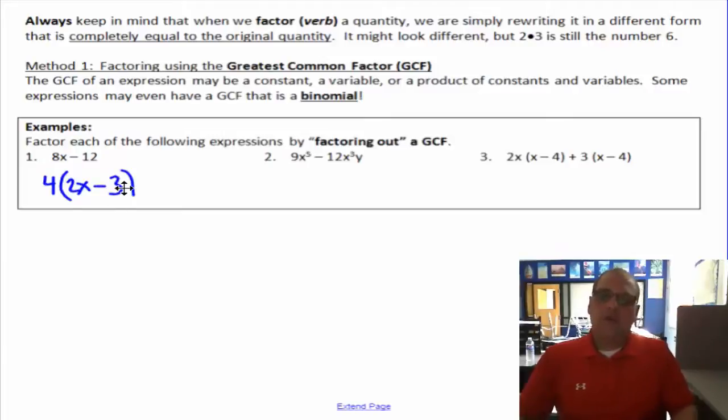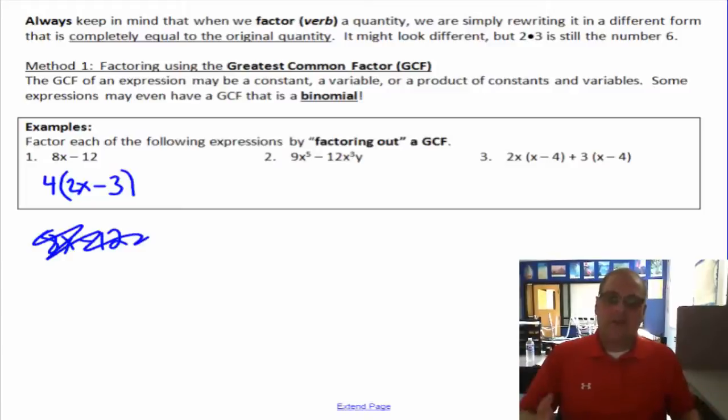And 4 times what gives you 12? -3. So now what you're actually doing is the distributive property backwards. If I distribute now 4 times 2x, what do I get? 8x. 4 times -3, -12. Voila, 8x minus 12. That's the idea of factoring. It's basically going backwards from the distributive property. It's the reverse of the distributive property, is all it is.